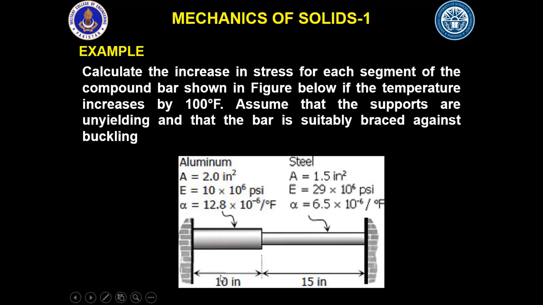The lengths of both the rods are also given, 10 inches and 15 inches. Let's read the remaining portion of the problem. Assume that the supports are unyielding and that the bar is suitably braced against buckling. So we are not trying to come up with some alternative solution. We just want to know what would be the stresses that would be forcing both of these sides outwards because of the increase in temperature.